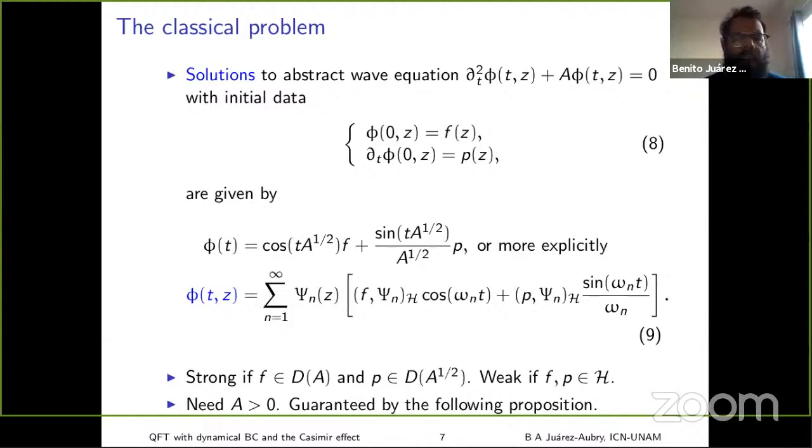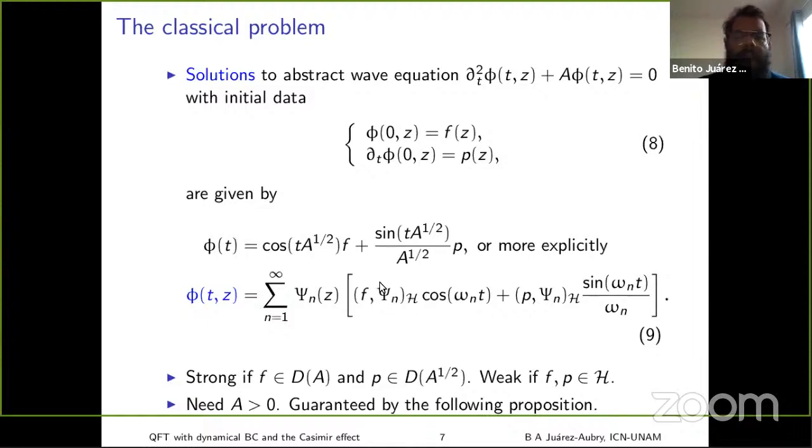So given some initial data, let's say I give you some initial data for the field and its first time derivative, because this is a second order problem. Then the solutions, I can obtain them by the functional calculus of self-adjoint operators. So this is just standard. In the abstract way, it looks like the first line here of equation 9, but more explicitly, I can write it as an eigenfunction expansion.